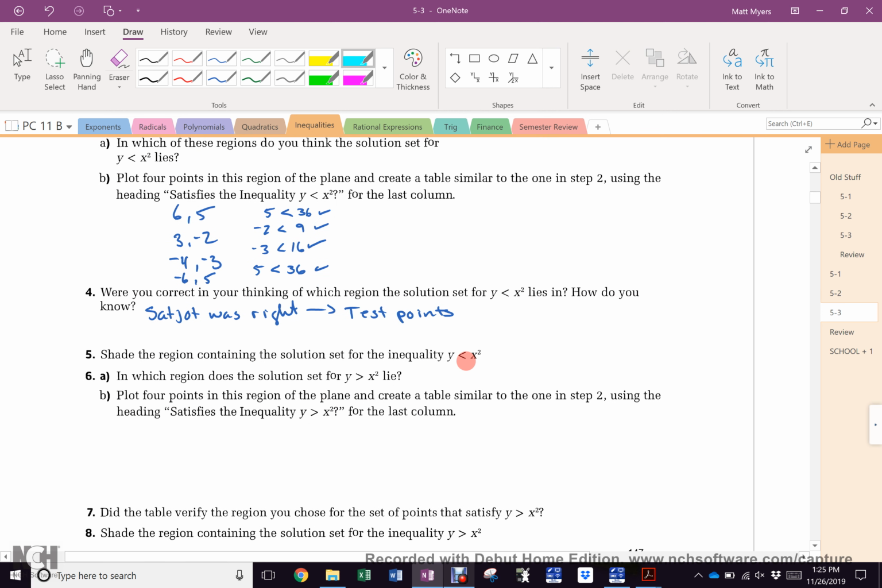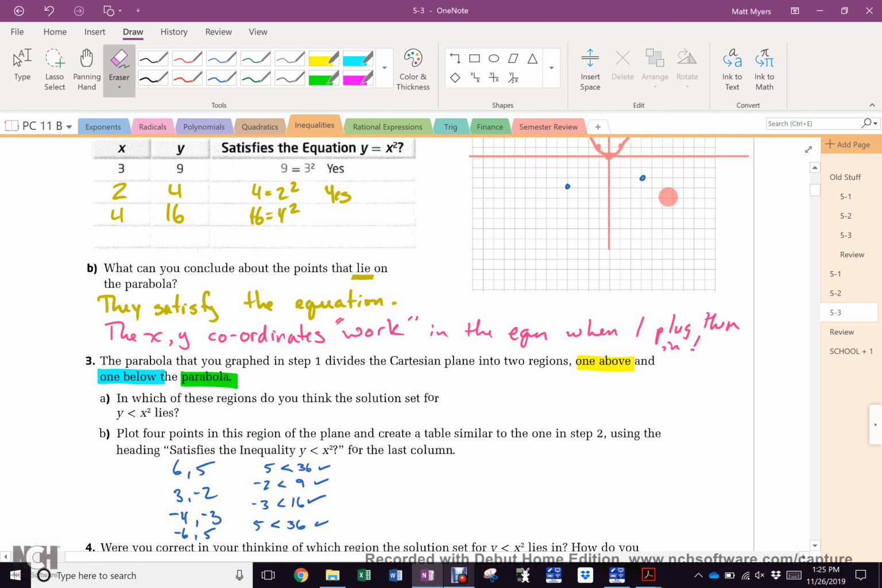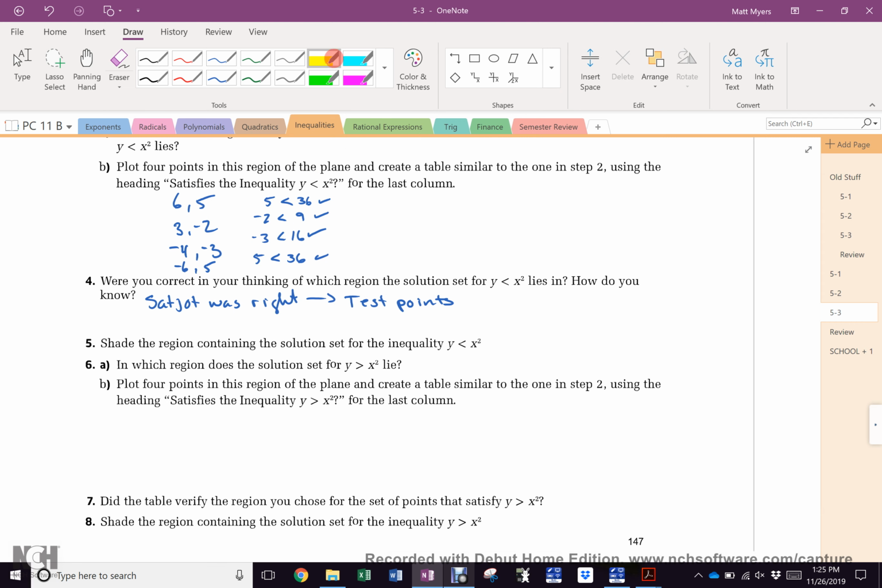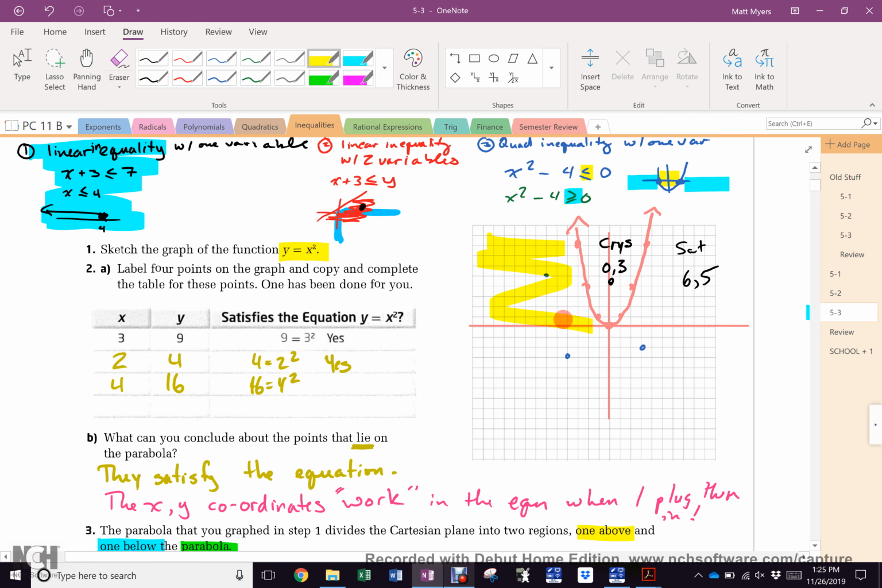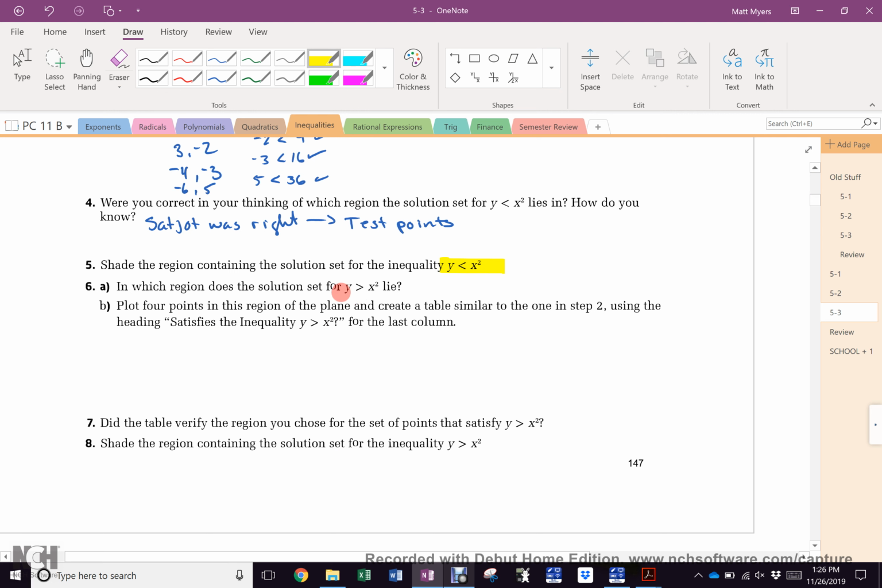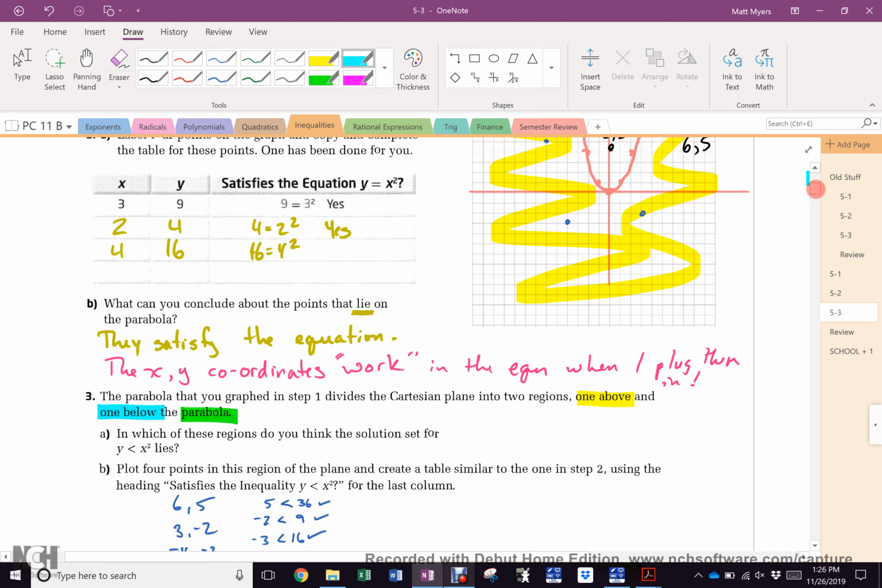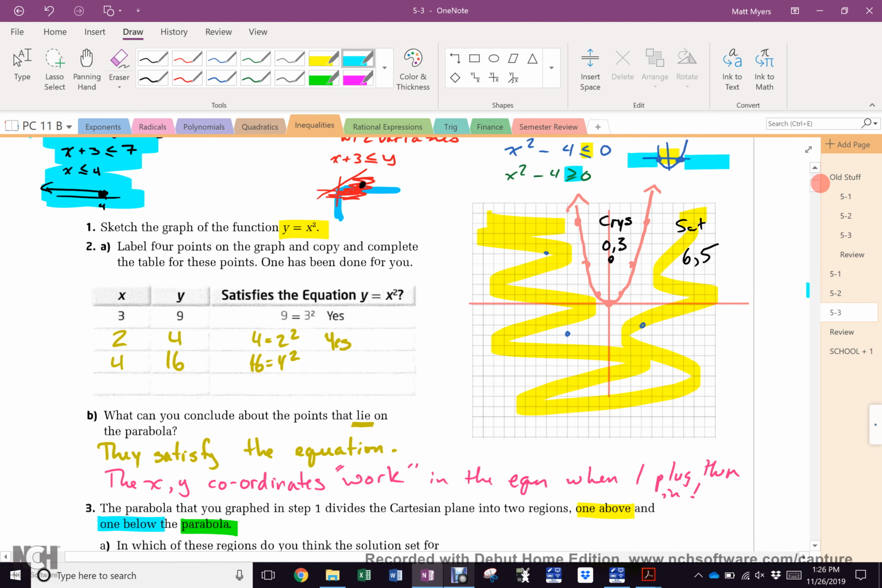So we've shaded our region for y is less than x, yeah? And we shaded that. Get rid of this orange one. Y is less than that, we shaded yellow. Y is less than x squared. So all of this is our less than, right? Now, y is greater than. Obviously, since the Cartesian plane has only been split into two, the only other place it could be is in here, yeah? And we checked that with 0, 3.